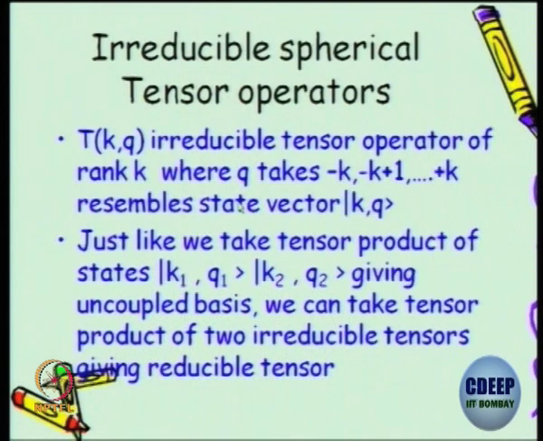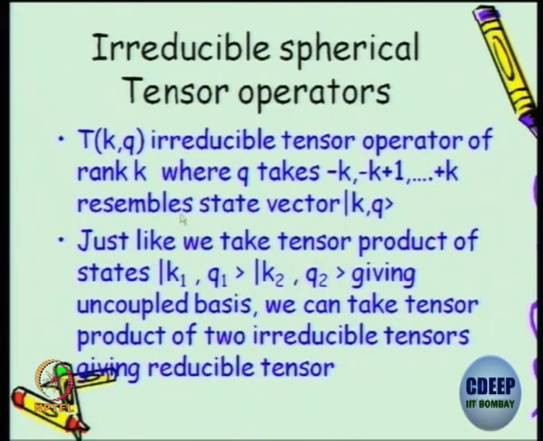Okay. But at least you should be clear that this is a reducible tensor, and you will use the CG coefficient just like we use the CG coefficient to break this into mod k1 minus k2 in steps of 1 to k1 plus k2. The same thing you have to do for the tensors also. So TKQ is an irreducible tensor where Q takes values. This is just again I am trying to repeat. Similar to a state vector k comma q.